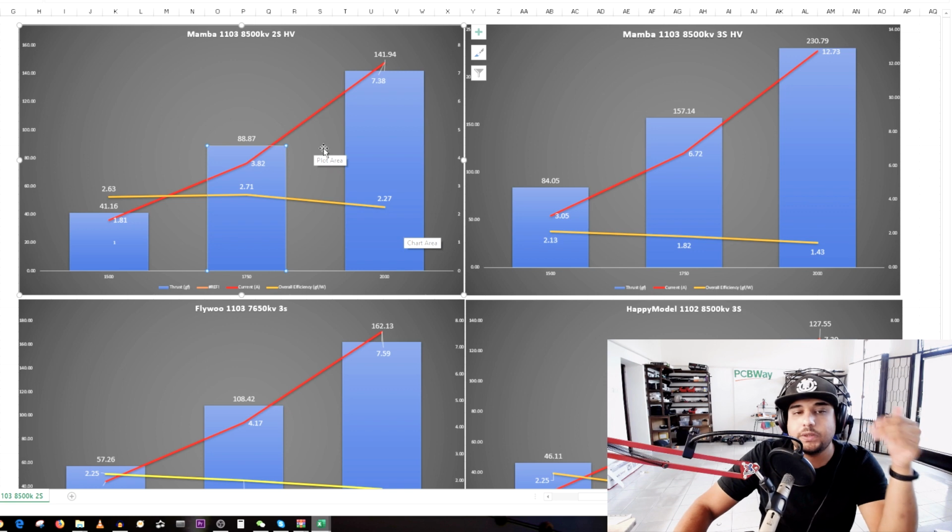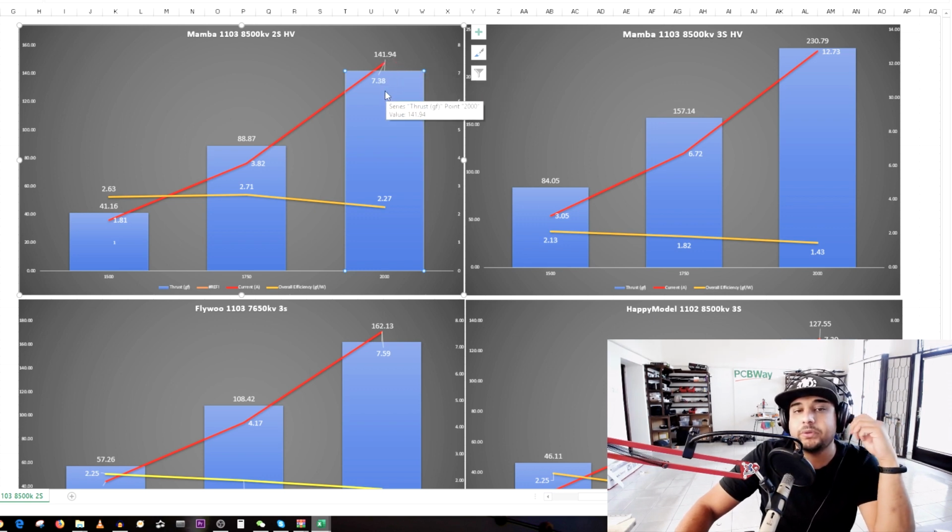The Mamba on a 2SHV gets some pretty great results, actually. So we get 141 grams of maximum thrust on full throttle, which is really great. But the amp draw is still quite high here, 7.38 for these little tiny toothpicks. That is pretty high. So it is a pretty powerful motor. Even on the 2S, it's soaking up a lot of current.